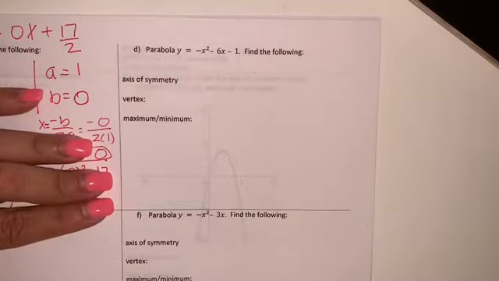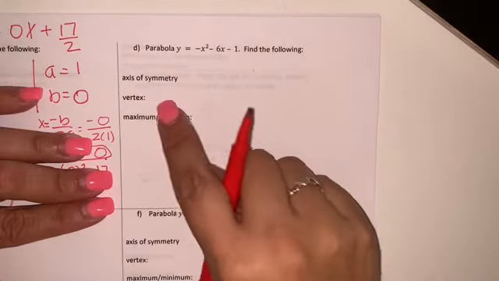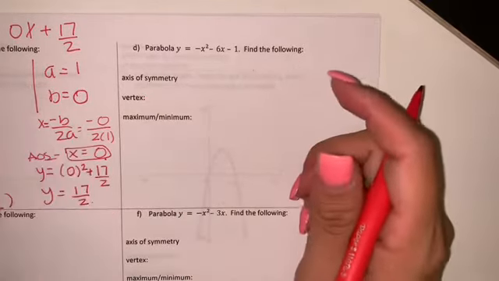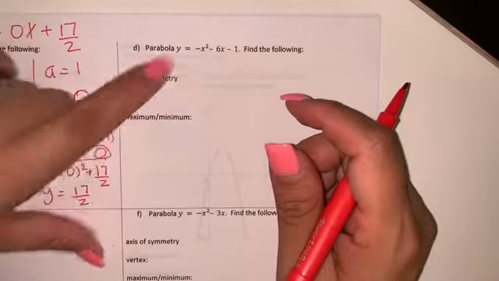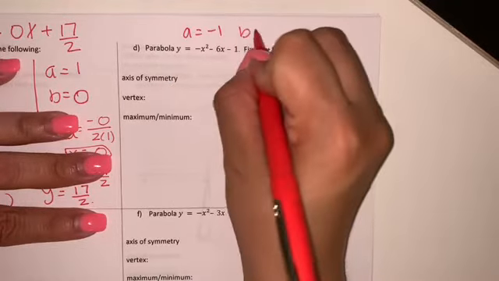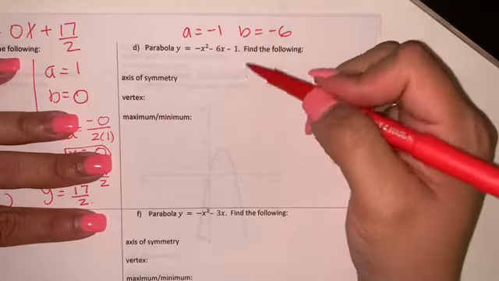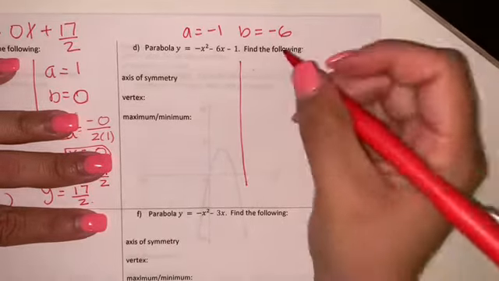Okay, example D. Parabola y equals negative x squared minus 6x minus 1. Find the following. Axis of symmetry, vertex, and minimum. So we want to identify the a, b, and c. a equals negative 1, b equals negative 6. So I'm just going to start the work over here. I think that's all I need.